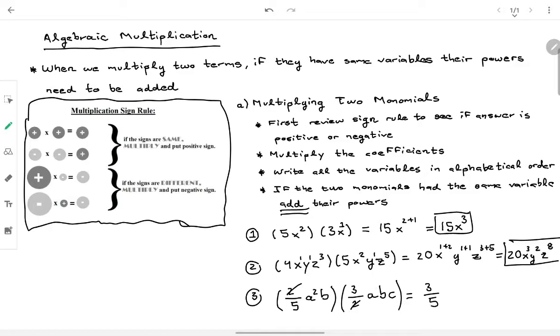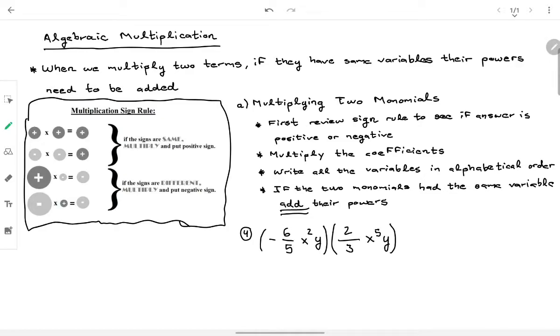In this case, remember, if it doesn't have anything, that means power 1. So in alphabetical order, A, B, C. Then we can add the powers. In the case of A, it's 2 plus 1, it's 3. In the case of B, it's 1 and 1, it will be 2. And in the case of C, it's the number 1. Remember, power 1 does not need to be written. So this is going to be our answer: 3/5 of A cubed, B squared, C. Let's see some other examples.